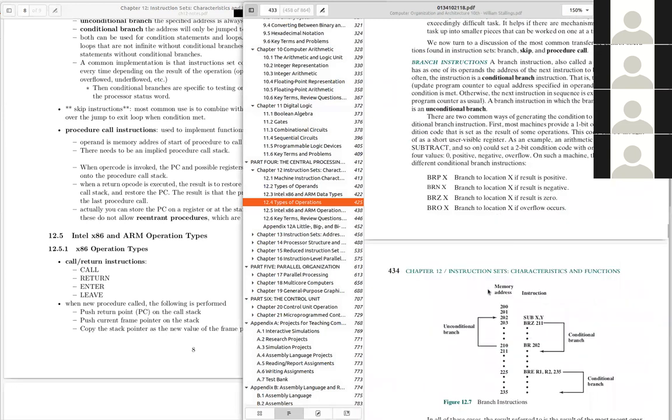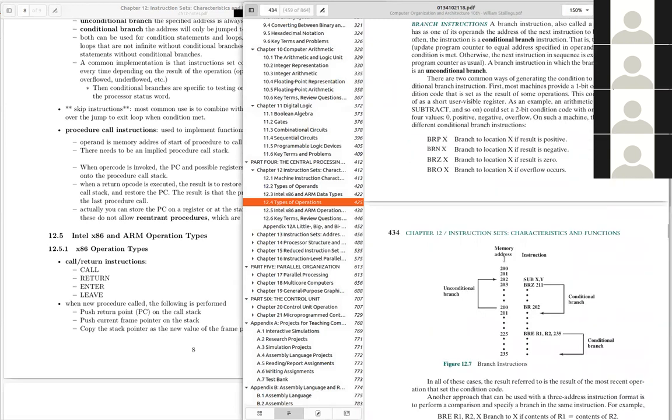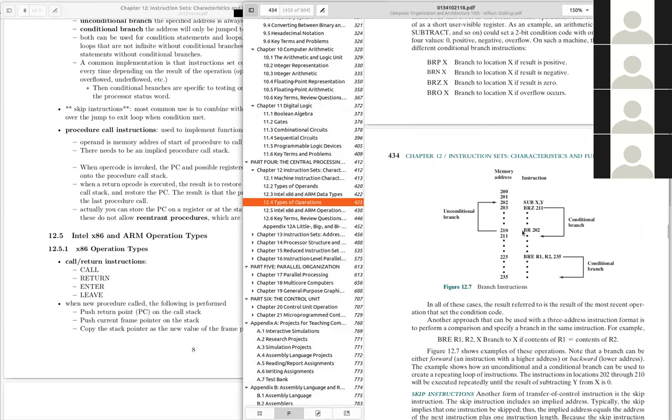And it's a little bit more complex than that. I encourage you to pay attention to this. I should probably spend a little bit more time on this. Maybe I will.